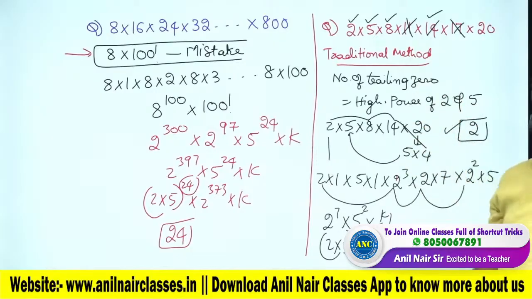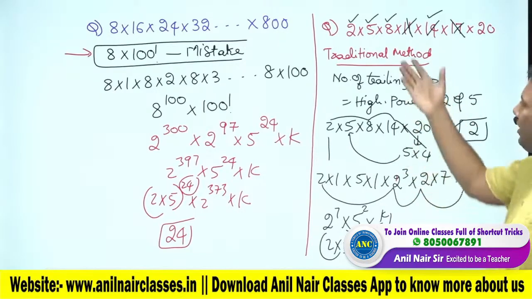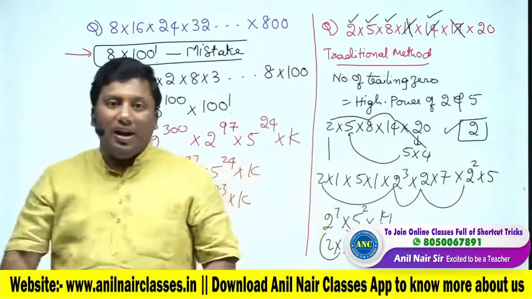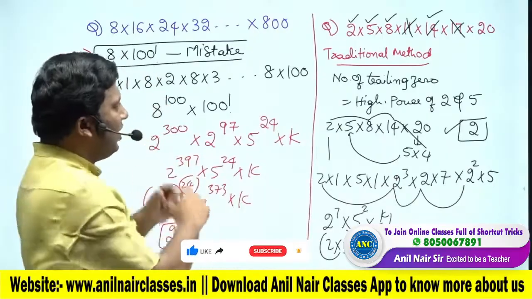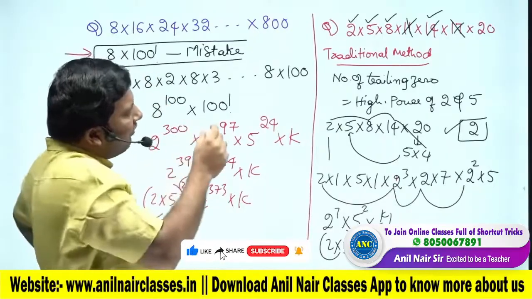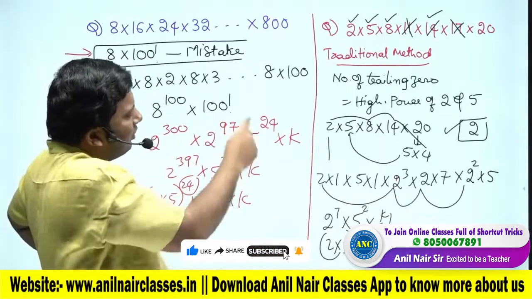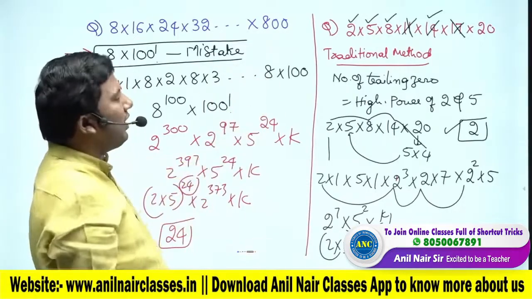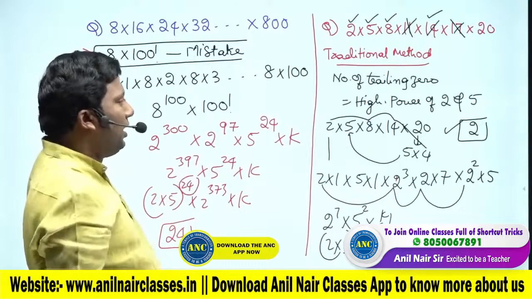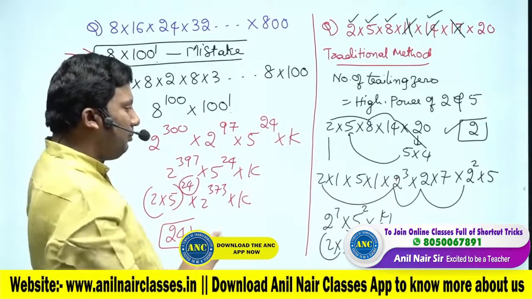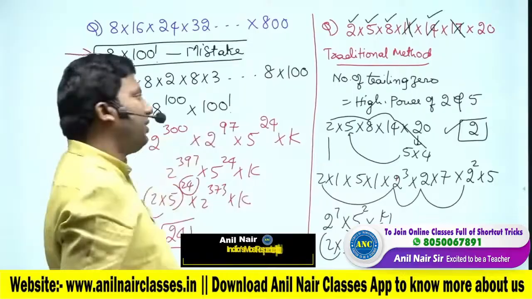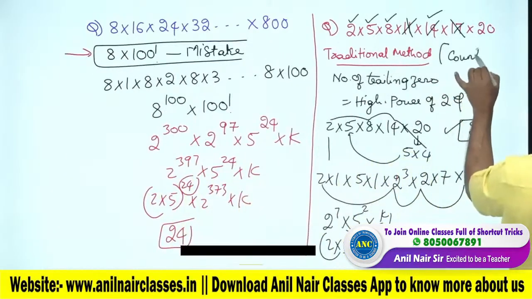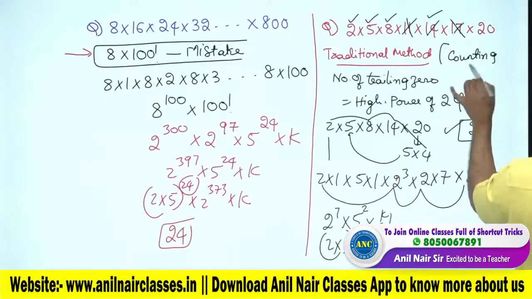I did this question orally, but if the numbers are increasing, how to solve? Let us first understand this question, then develop the question. How to find the number of trailing zeros if the series is in AP and the numerical terms are getting multiplied. This is the traditional method. The traditional method is nothing but a counting method. I am just counting here.